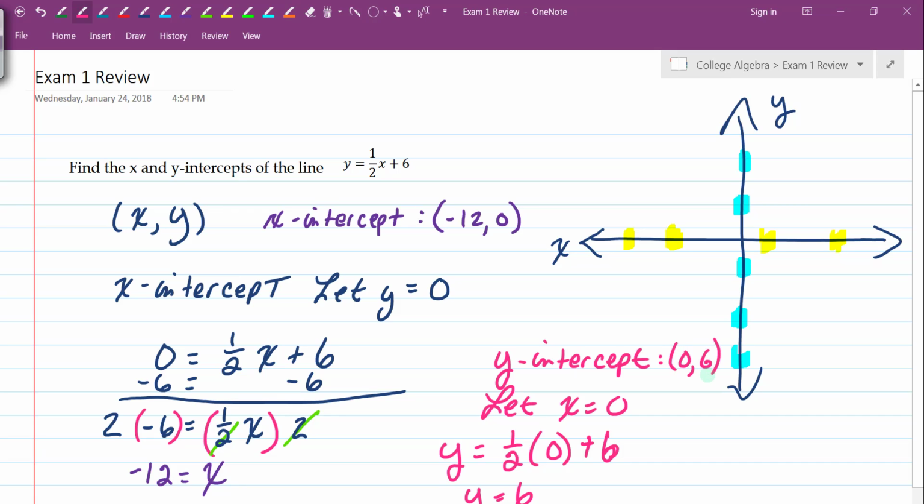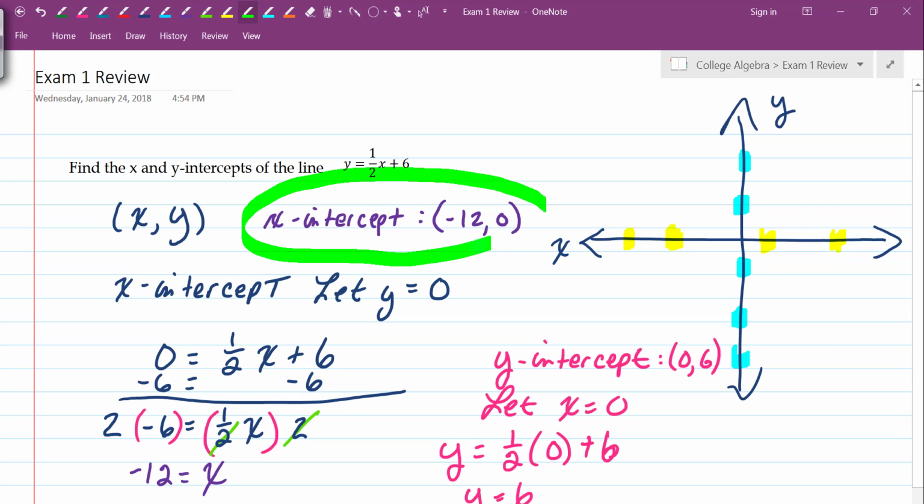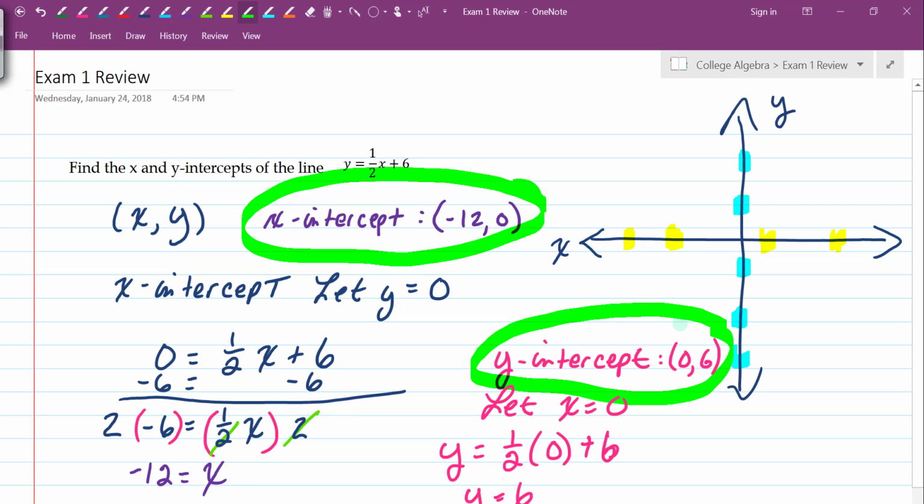Again, you have to give an x and y coordinate for the intercepts. You just can't give a single number. So there are your x and y intercepts, and that is how we solved our problem.